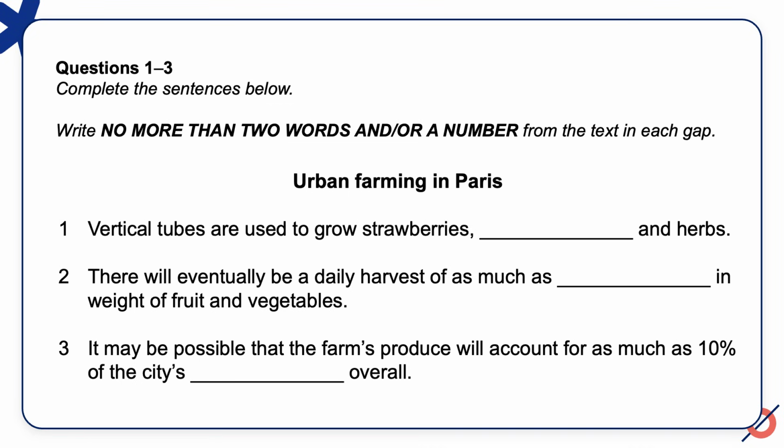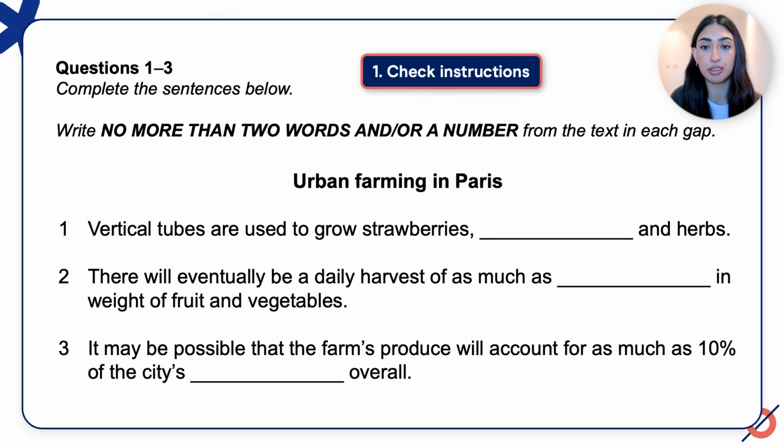Here's our sentence completion task. It's titled Urban Farming in Paris. Let's apply the method together now. Do you remember the first step in our E2 method? That's right, check instructions. Remember to read them carefully because they give you valuable information about how many words or numbers you can use, where to take them from, and where to put your answers.